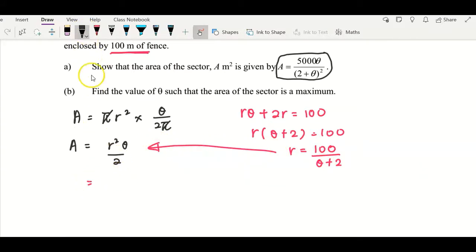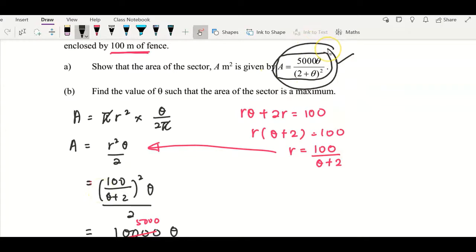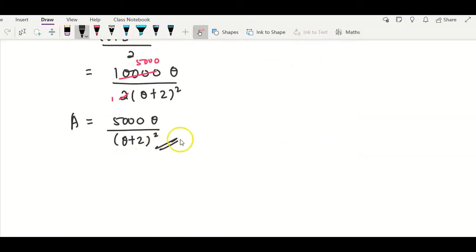Substitute the r square as 100 over theta plus 2 all squared. I got 100 over theta plus 2 squared and multiply by theta over 2. I'm going to simplify it, and I hope that I can get this statement. After simplifying, I have 100 square, I got the 10,000, and the theta I write it down here, and over the theta plus 2 squared as a denominator, and down here also there is a 2. Now simplify the 10,000 and the 2, I got the 5,000 on top. Write down the final answer. I got 5,000 theta over theta plus 2 squared, which is exactly the statement shown by the question: A equals to 5,000 theta over 2 plus theta squared. I'll state that I have shown the statement.